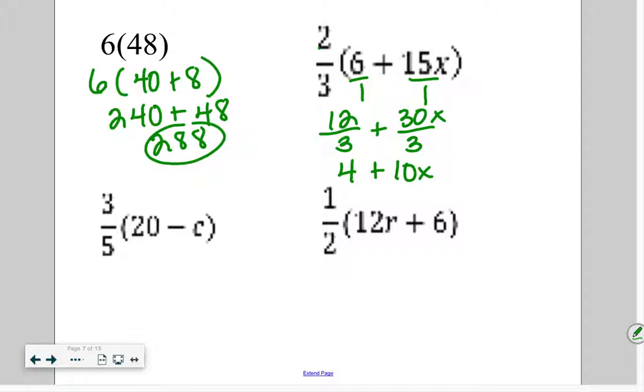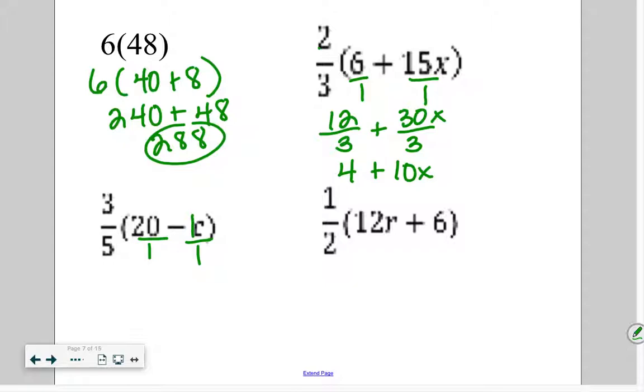3/5. We're simply going to do the same thing. Put 20 over 1. What number is in front of the c right now? A 1 is there, or even a negative 1 if you want to view it that way. So you can make that a fraction as well.